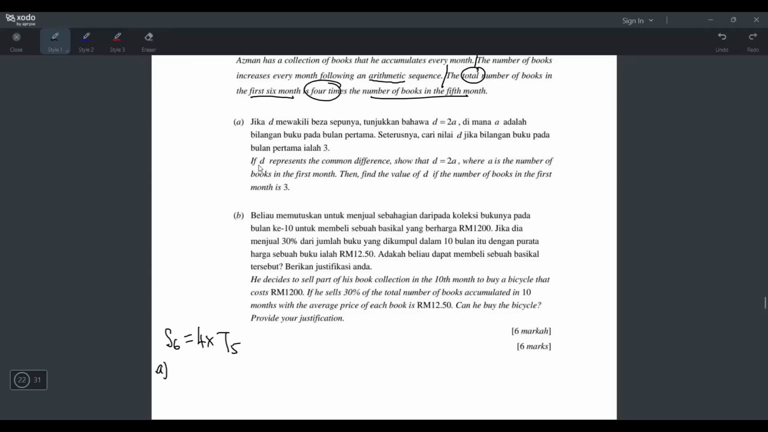Okay, let's see part A, what it says. If D represents the common difference, okay, this one is useless. Show that D equals A, right? Where A is the number of books in the first month, okay? Then find the value of D if the number of books in the first month is 3.